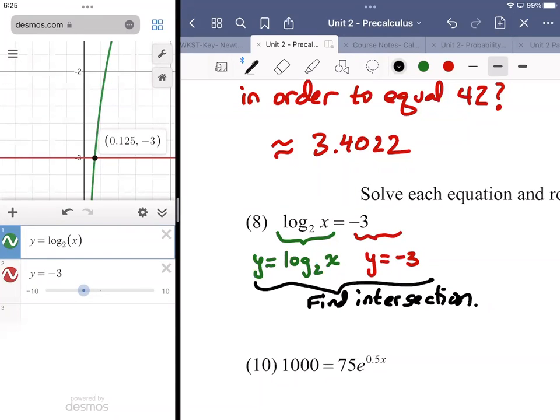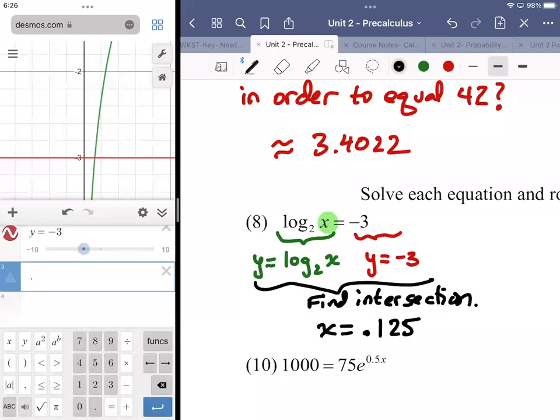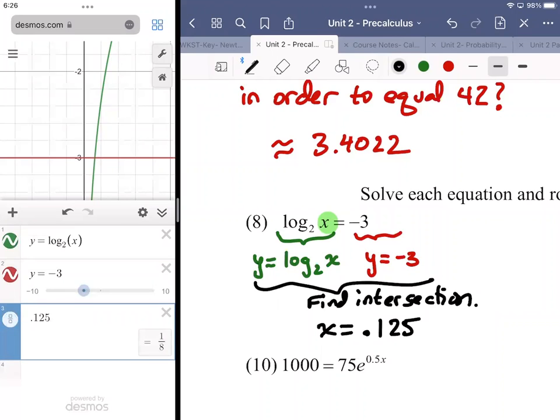All right, so I'm looking for the x value for which they intersect, because I'm solving the equation, right? The independent variable is x. I need to find the value of x. So x would be equal to 0.125. If you need that as a fraction, you just type in 0.125, tap on that little fraction icon, and you get 1/8.